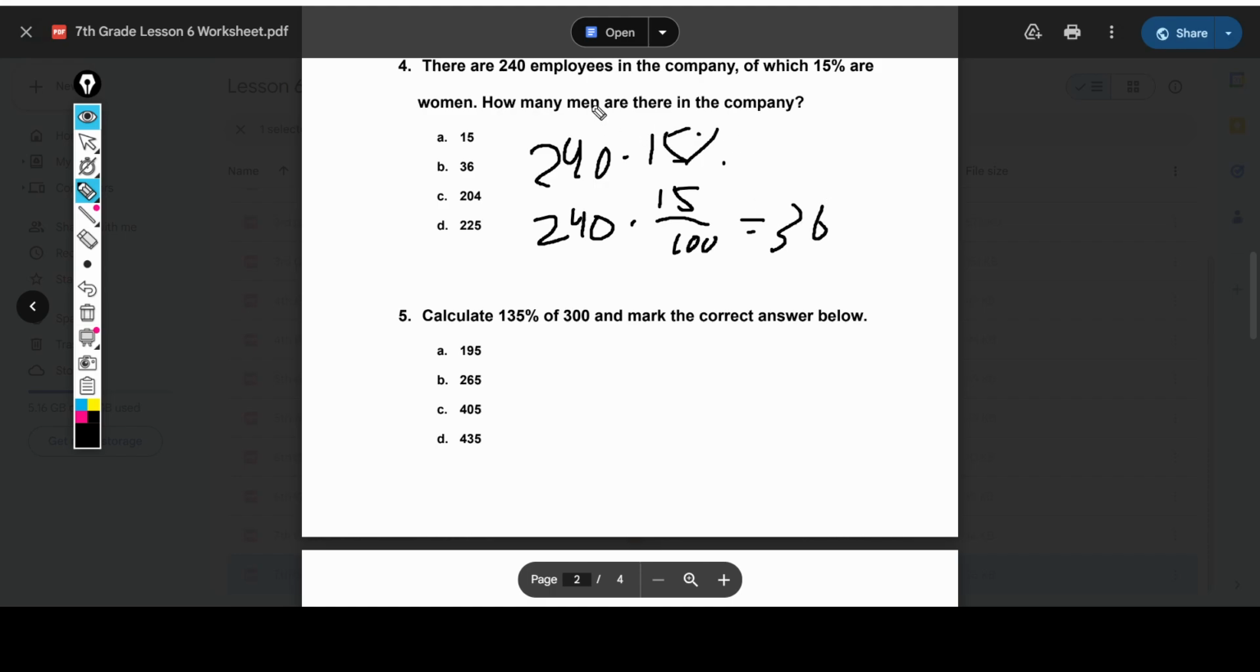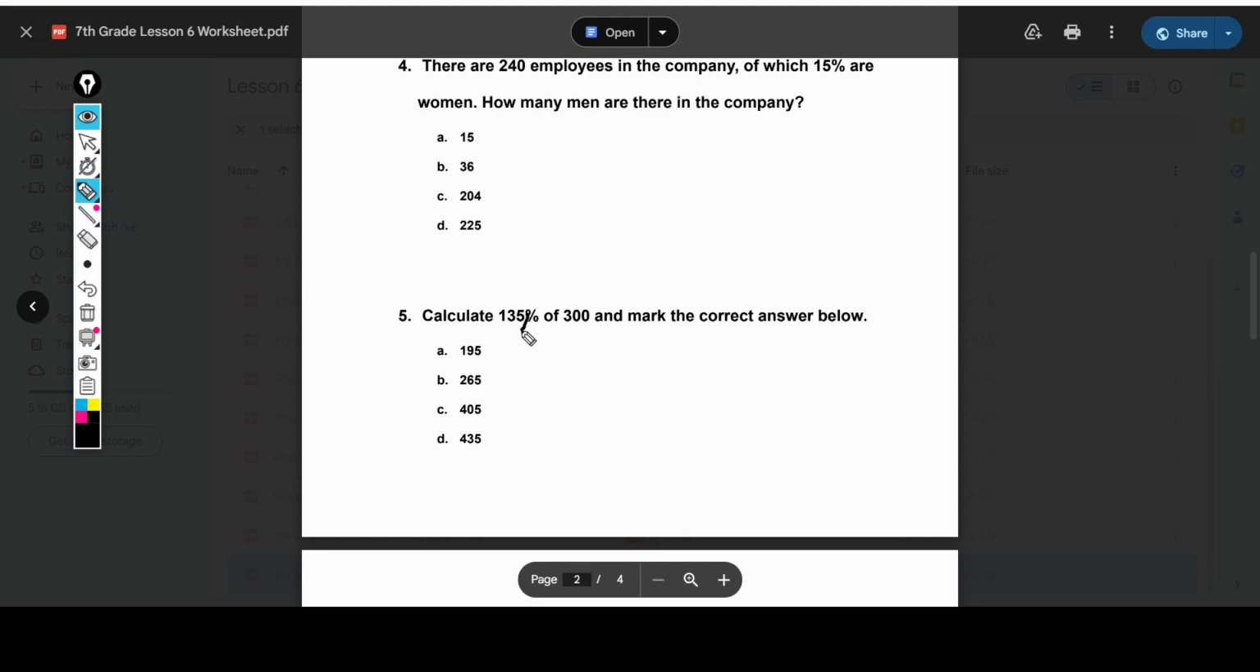And then to find the number of men, you'll do total minus women. So 240 minus the 36 women will give you the 204 men. So you now have 204, and that's your final answer of C.